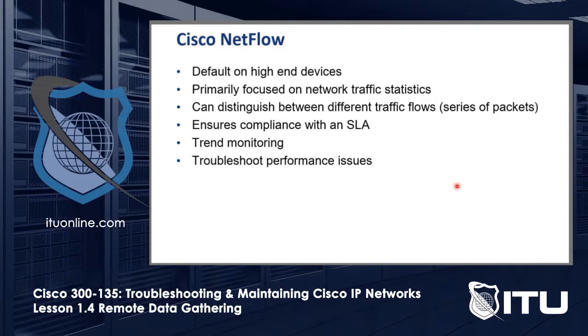The next thing we're going to talk about is something called Cisco NetFlow. Now, NetFlow, and you're going to need to know a little bit about it, is something we find on high-end devices. It's focused on network traffic statistics, and it can distinguish between what we call traffic flows. Those are series of packets from sources to destinations. This helps us ensure compliance with any service level agreements, SLAs, we might have. If the SLA says we have to allow X amount of bandwidth or quality of service, NetFlow will help us with that. We can also see trend monitoring, and we can do performance troubleshooting as well.